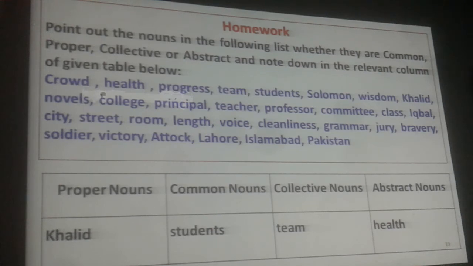So you will divide these nouns, keeping in mind the definitions, and you will fill the table. Those words which you think are proper nouns, you will list in the column of proper nouns, and those common nouns you will list in the column of common nouns, similarly in collective nouns and abstract nouns.